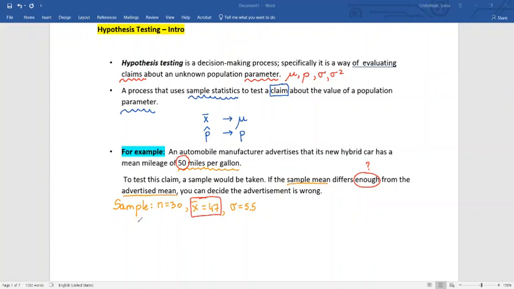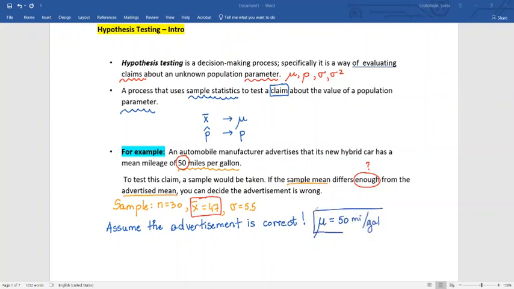Let's just assume that the advertisement is correct. And this is at the heart of hypothesis testing. Assume, in this case, the advertisement is correct. In other words, let's just assume that the mean is indeed 50 miles per gallon. In other words, we are giving it the benefit of the doubt. Then, let's try to find the probability of getting a sample like the one that we got. So we will examine the sampling distribution of the means and find the probability that from samples of 30, we will get a mean of 47. So what is actually the probability that X bar is 47 or even less than that? So we will try to figure this out.